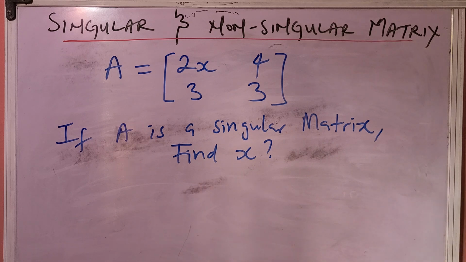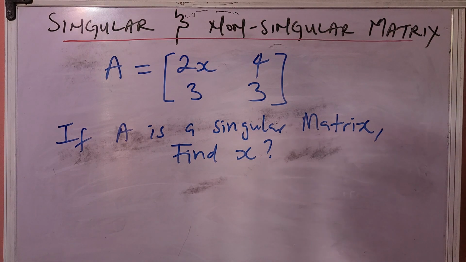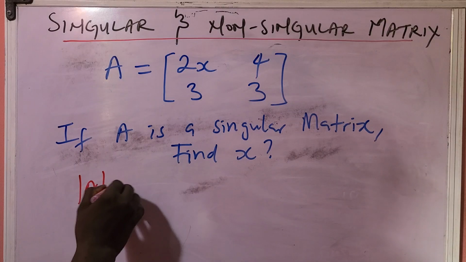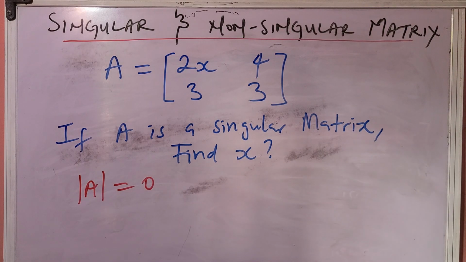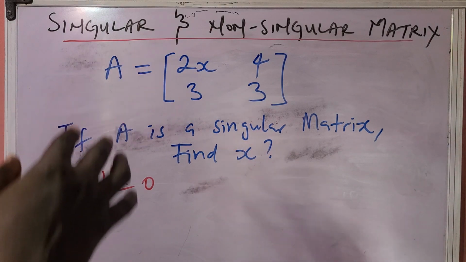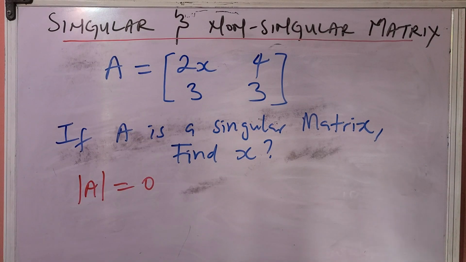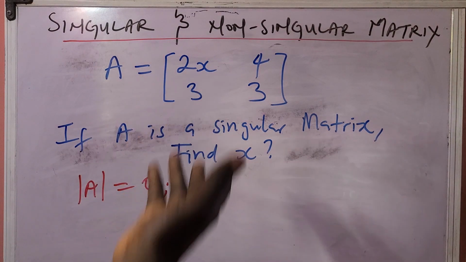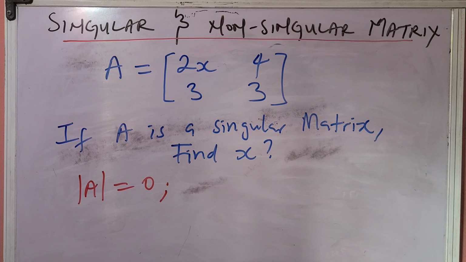Now, how do you go about this? Of course, if A is singular, that means the determinant of A is equal to 0. That's the first thing you must identify. So you are sure now that the determinant of A is 0 because you are told the matrix A is singular. What do you use this for? Then you go on to resolve the determinant of matrix A, then equate it to 0.